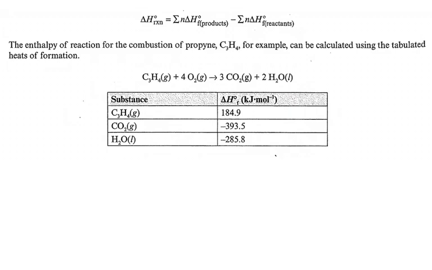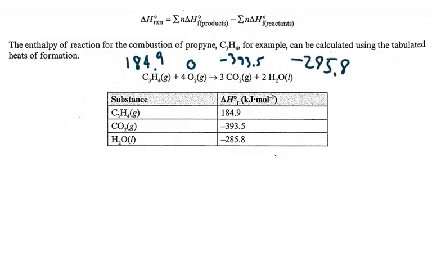Our first problem comes from the packet. What we're doing is we want to find the enthalpy of the reaction when we combust propane according to this chemical reaction that you see here. And notice the value of oxygen isn't even given because they are assuming that you know it's 0. However, we have the value of propane at negative 184.9. We also have the other values listed here. Carbon dioxide at negative 393.5. And we also have water at negative 285.8.